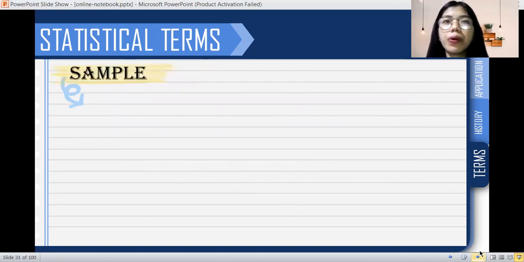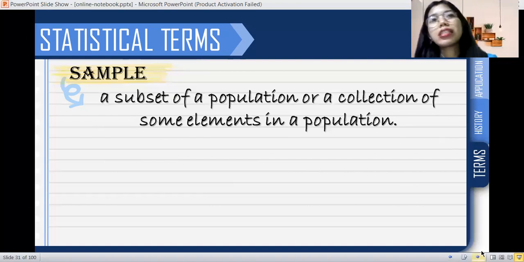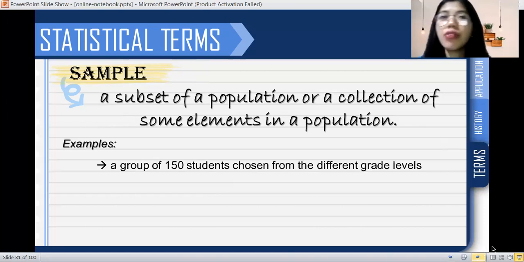Then we have the sample. It is a subset of a population or a collection of some elements in the population. Subset, meaning to say, part siya ng population. For example, we have a group of 150 students chosen from different grade levels. So, hindi po lahat ng mga estudyante sa different grade levels kinuha natin sa ating study, kundi mga 150 students lamang ang napili. At dahil dyan, sila ay tinatawag na sample.